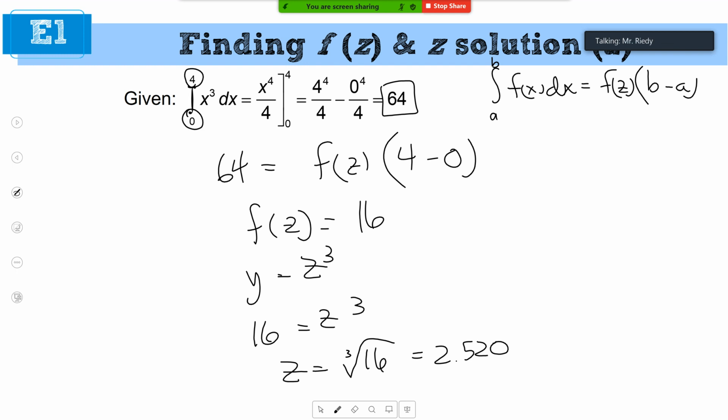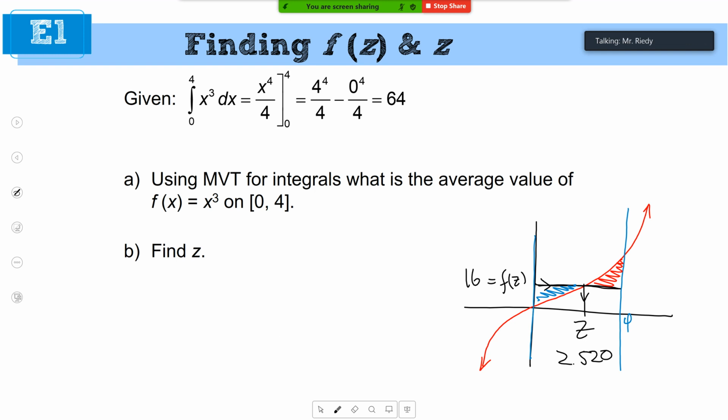Mr. Reedy? Are we supposed to write z as an ordered pair or just as an x value? You can just do it as an x value. It's fine. Because notice in my problem it says find z. It's not asking you for the point. It's asking you two separate problems, which in essence, part A is saying what's the y value, and B is asking what's the x value. Does that make sense?